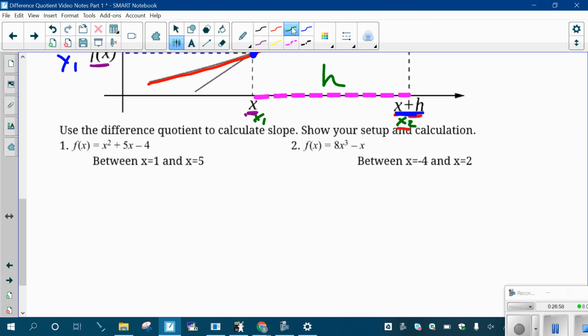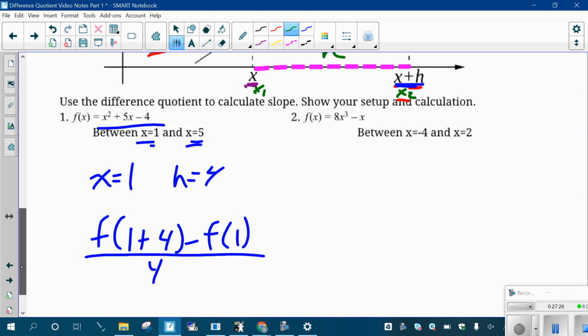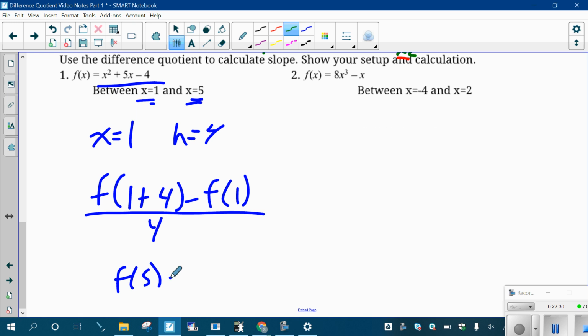And then there's a second follow-up video that's shorter. All right, I'm trying to find the slope between this x value and this x value. Remember, for the difference quotient, you need to figure out what the x is and what the h is. Remember, h is how far apart the x values are. They are 4 apart. So how would I find the slope between these x values of this function? I do the difference quotient. f of x plus h minus f of x all over h. So it'd be f of 5 minus f of 1 over 4.